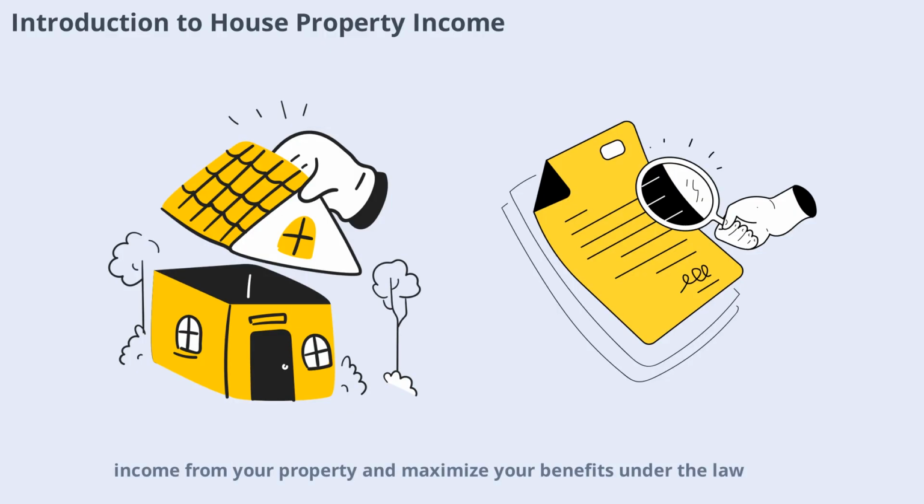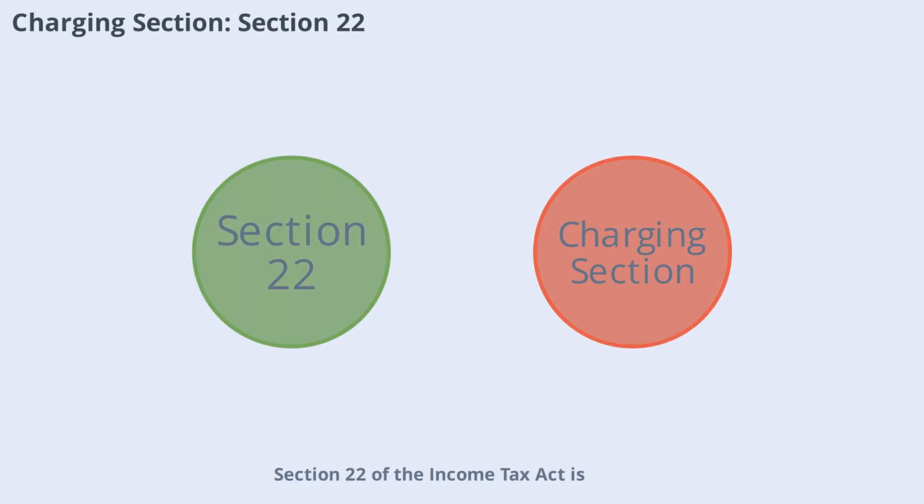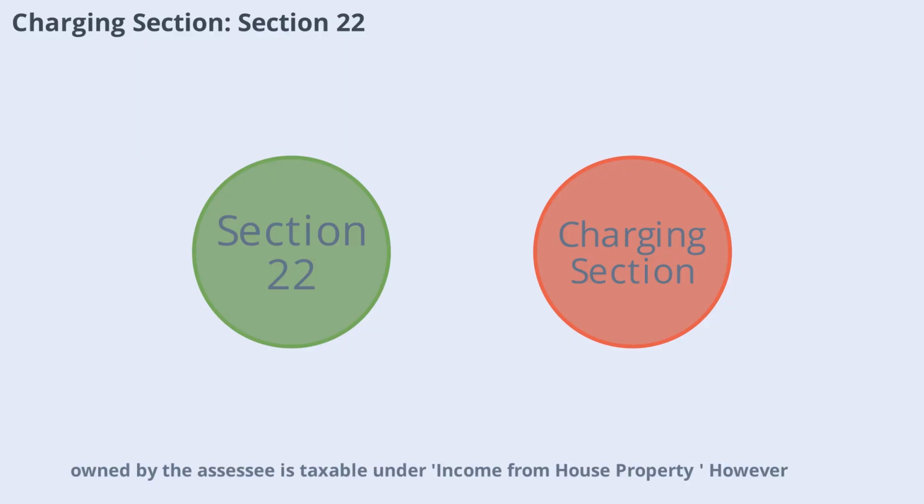benefits under the law. Section 22 of the Income Tax Act is the charging section for income from house property. It states that the annual value of any building or land attached to it, owned by the assessee, is taxable under income from house property. However, if a portion of the property is used for business or professional purposes and the profits are chargeable to tax, that portion is excluded. The rest of the property is considered for taxation under this head.